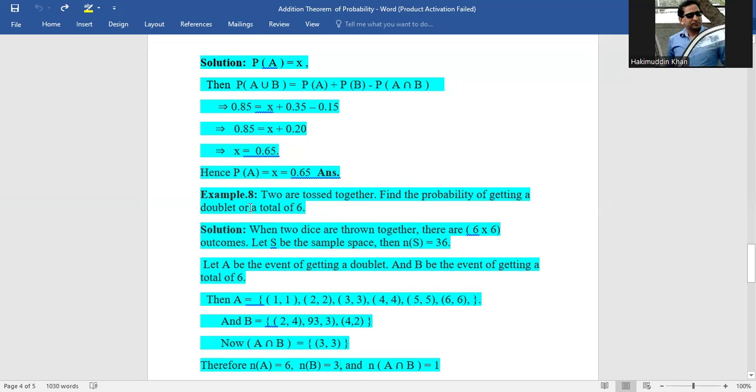एंड सेकेंड वाला क्या है? गेटिंग ए टोटल ऑफ 6. (2,4) आ सकता है. (2,4) के बाद (3,3) आ सकता है. दिस इज नॉट 9, दिस इज मिस्टेक हियर. दिस इज (3,3) ओनली. एंड दिस बिकम (4,2).